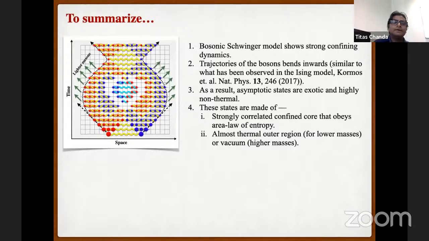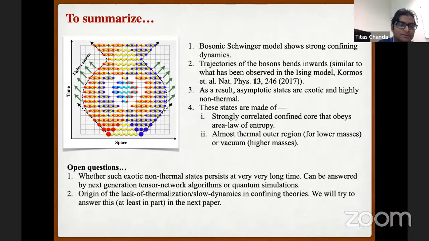So to summarize, the Bosonic Schwinger model shows very strong confining dynamics and trajectories of the bosons bend inwards, similar to what has been already observed in the Ising model with a parallel field. And as a result, these asymptotic states are highly exotic and non-thermal. And these states are made of a strongly correlated confined core that obeys area law of entropy and an almost thermal outer region, which is for lower masses. For higher masses, since there is no meson radiation, it stays as vacuum.